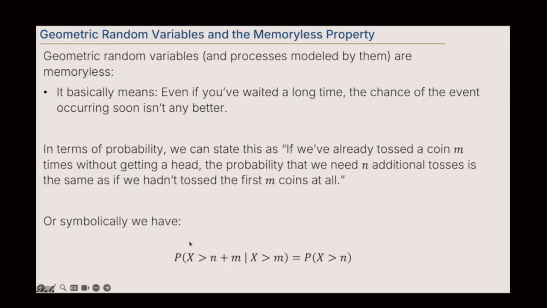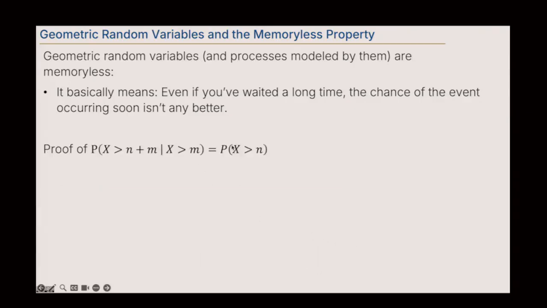Let's say I flipped 100 times already. The probability that I need to flip 10 plus 100, so 110 times, given that I've already flipped 100 times, is the same as the original probability that I just needed to flip more than 10. So how do I show that?